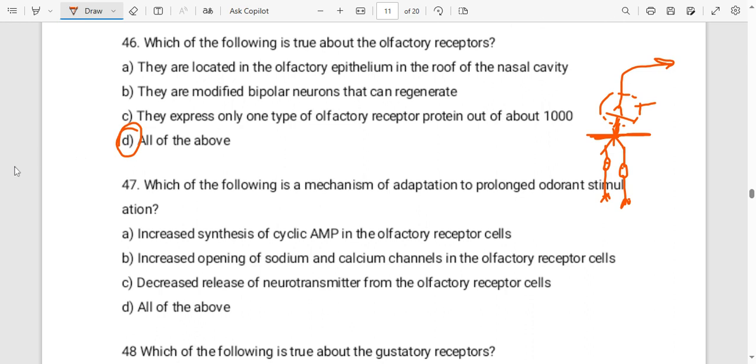Which of the following is a mechanism of adaptation to prolonged odorant stimulus? Increased synthesis of cyclic adenosine monophosphate in the olfactory receptor cell, increased opening of sodium and calcium channels in the olfactory receptor cells, decreased release of neurotransmitter from the olfactory receptor cells, or all of the above. Anyone that can help with this one?